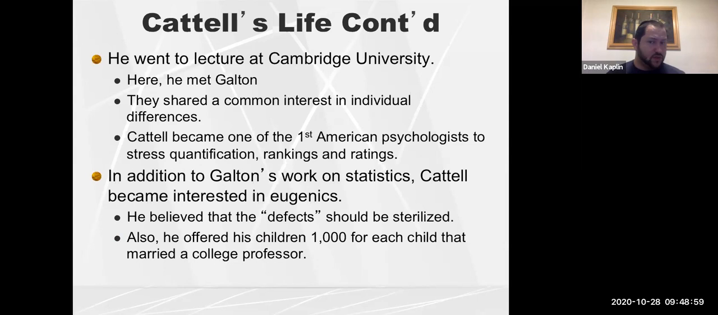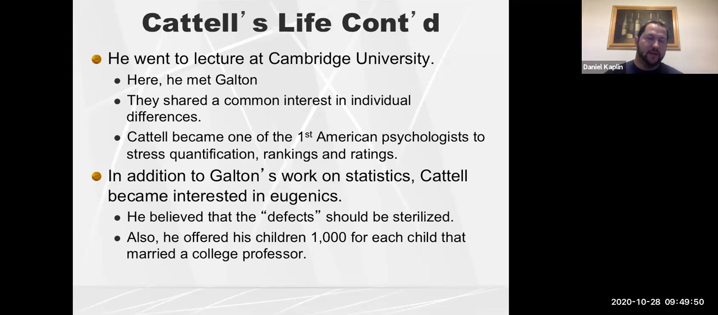Cattell also becomes interested in eugenics, and he profoundly believed that people who had defects should be sterilized so that they can't pass on any genetic mutation that they have, which today would not be acceptable, obviously, but it's amazing the difference that 100, 120 years makes. Our mindset is quite different. And because he was so strongly believing in eugenics, he thought that the higher intellectual individuals were in academia. So he offered his children $1,000 if they married a college professor, right?